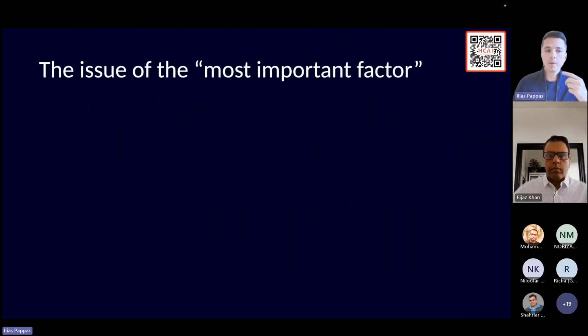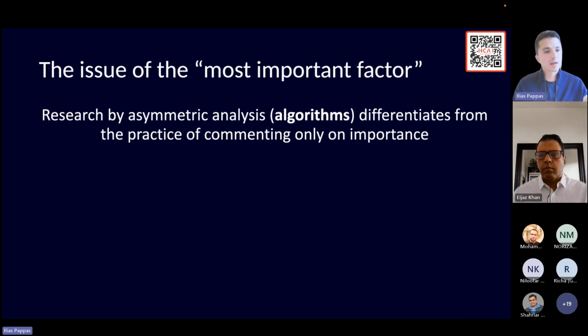And why do I keep repeating the most important factors? Because this is a key difference between the classic symmetric and what we are talking about today, asymmetric analysis. Research with asymmetric analysis differs from the practice of commenting only on importance. Yes, we can still comment on importance, but not only on importance, because importance can also be quite relative. So in asymmetric analysis, we're looking for algorithms.